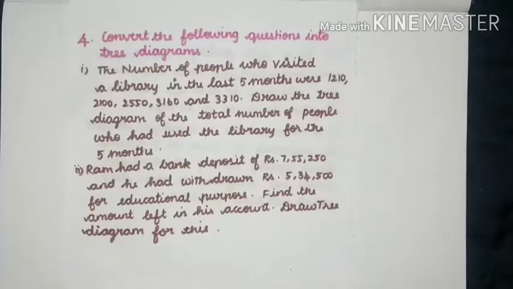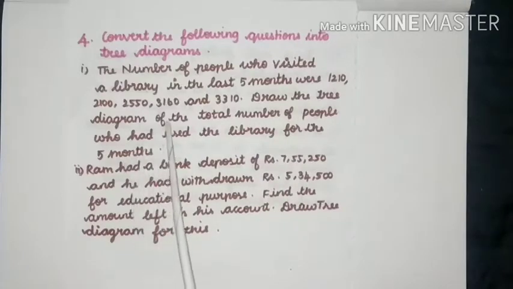Students, as you already know how to convert numerical expressions into tree diagrams, now let us learn how to represent the statement problems in tree diagram. Fourth one, convert the following questions into tree diagrams. Here the first question is, the number of people who visited a library in the last 5 months were 1210, 2100, 2550, 3160 and 3310. Draw the tree diagram of the total number of people who had used the library for the 5 months.